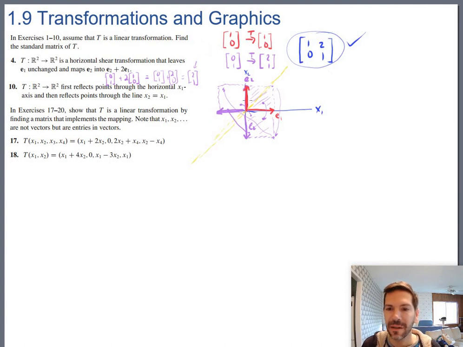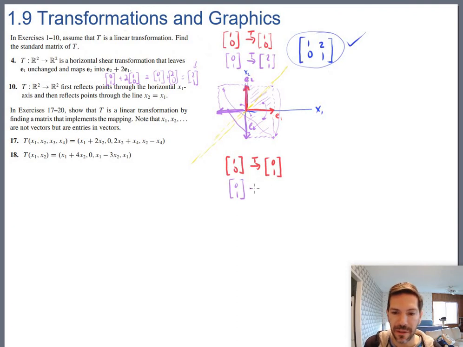We just need to say that, let's start with E1. So E1, which is originally 1, 0, after the transformation ends up becoming 0, 1. And E2, which was originally 0, 1, so E2 is originally right here, after the transformation, it ended up flipping down and then flipping over. It became negative 1, 0. So the transformation matrix here is the transformation of E1 and the transformation of E2. Looks like that.